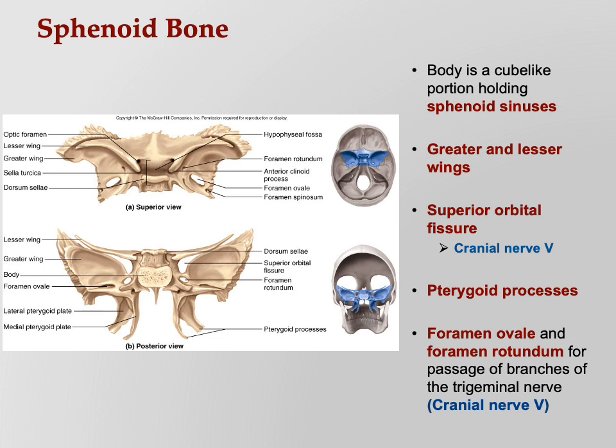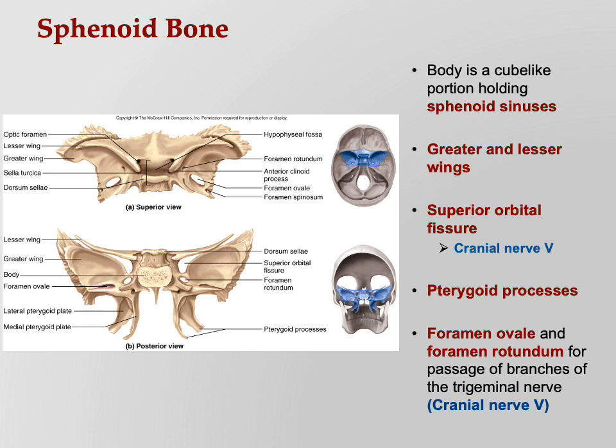So the ophthalmic branch passes through the superior orbital fissure. The maxillary branch passes through foramen rotundum. Rotundum means round, the round foramen. And then the mandibular branch passes through foramen ovale. So ovale is oval. There you can see on the top illustration. So there are lots of other openings in the sphenoid bone. By the way, most bones have lots and lots of depressions and openings and processes.